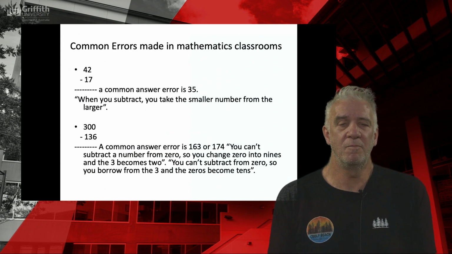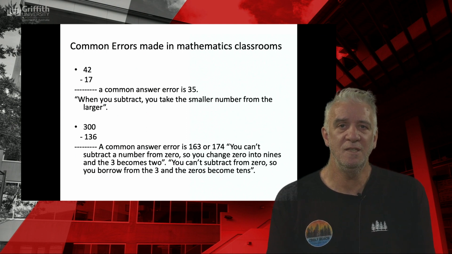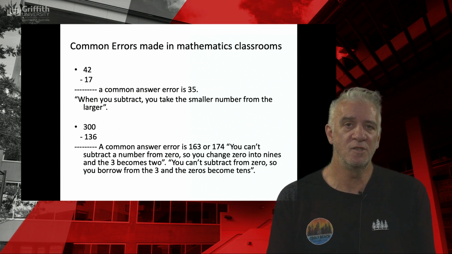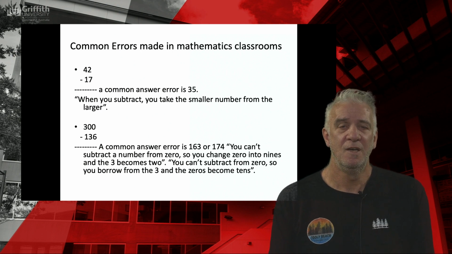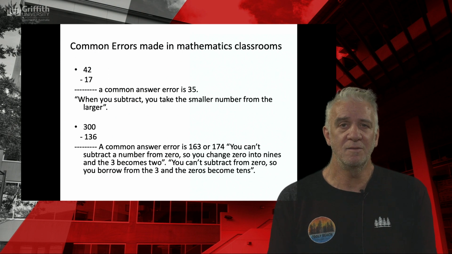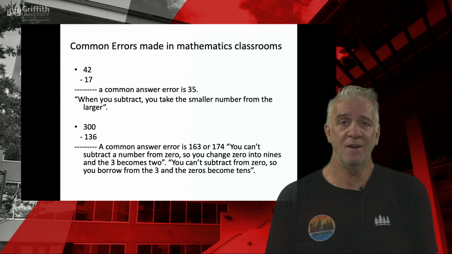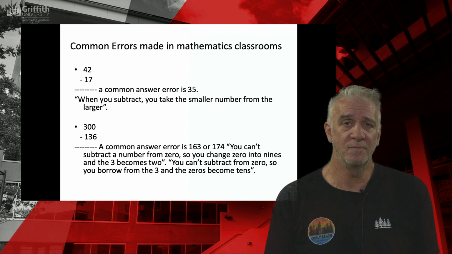Okay, so here's some problems that we've seen kids do. This question is 42 subtract 17, and a common answer is 35. And the student says, when you subtract, you take the smaller number from the larger. Now, when the student does this, it's not that they are deliberately getting it wrong. They've somehow learned in our classes that this is how you get the answer.